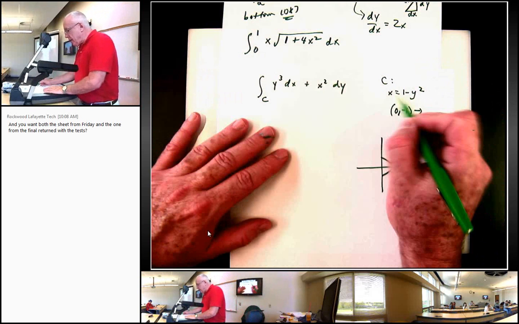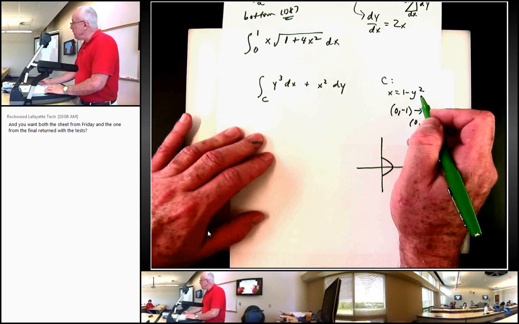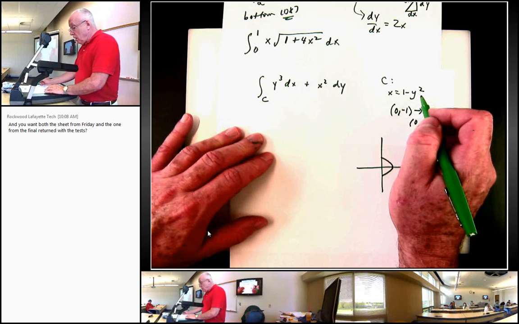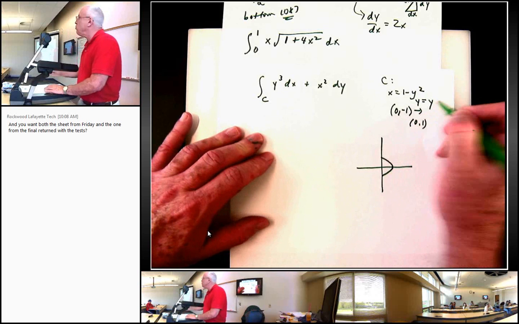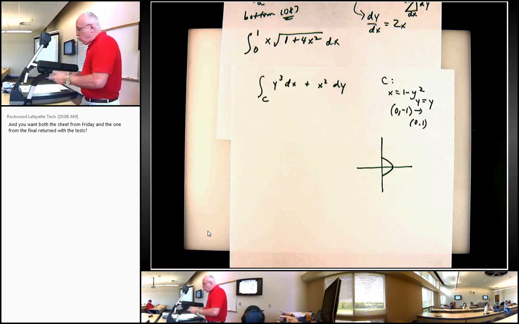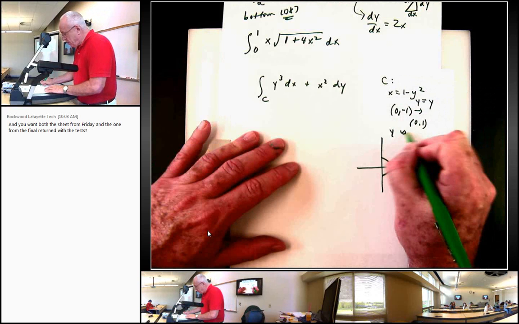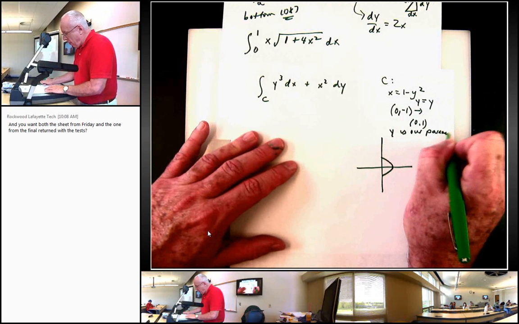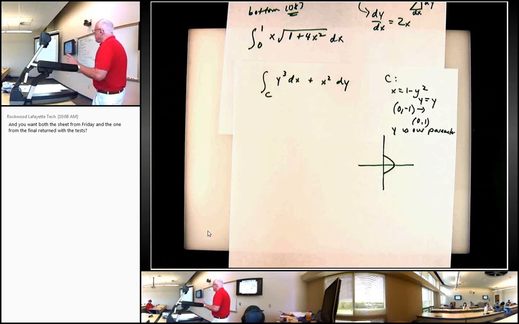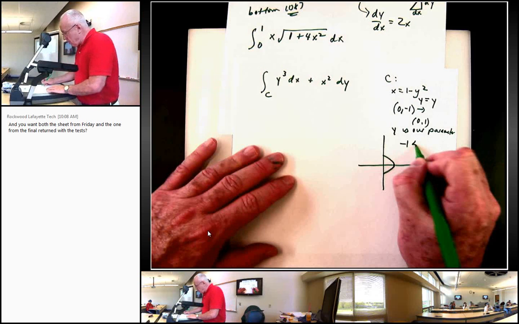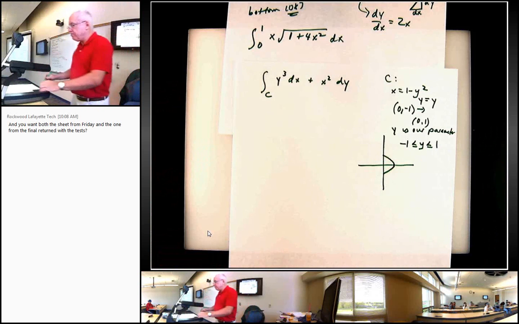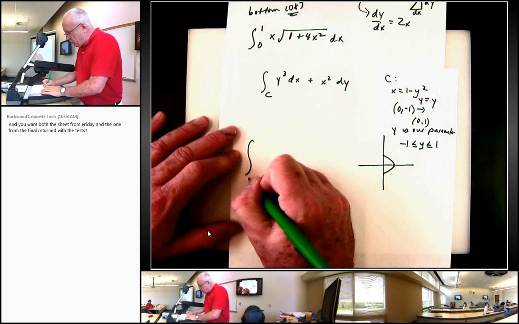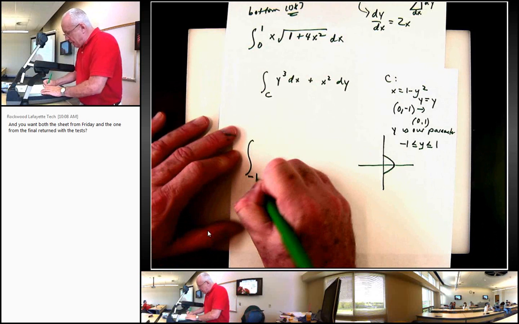Now this time, x is parameterized as 1 minus y squared. So how will y be parameterized? y equals y. Yeah, y equals y. And so y is our parameter. And what are the numbers between which y varies? Negative 1 and 1. Minus 1 less than or equal to y, less than or equal to positive 1. All right? So we set this up, again, with our parameterization, minus 1 to 1.